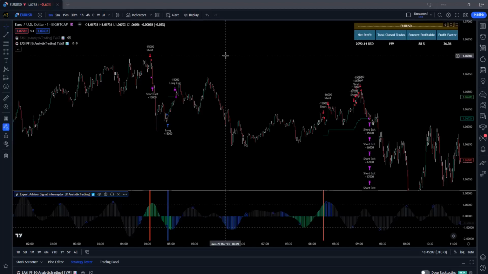Traders, in this video we're going to cover the EASI Bot by Analytix Trading. We're going to talk about what it does, how it works, and also show you how to create alerts on TradingView to automate your trades on your MT4 terminal.